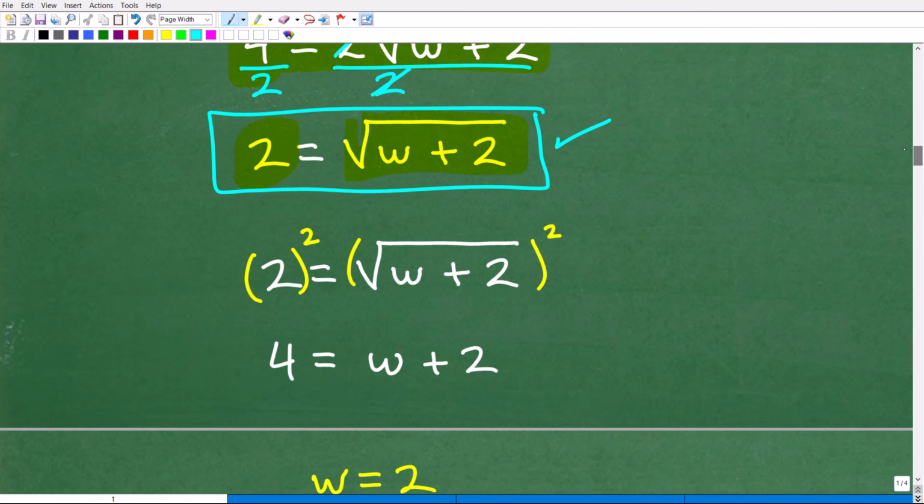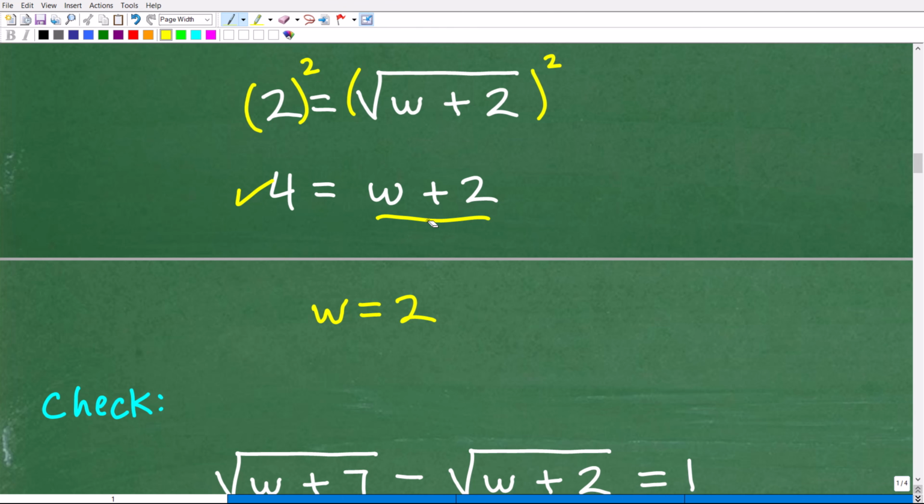All right, so let's go ahead and square both sides. So the square root of w plus 2 squared is w plus 2. And then 2 squared, remember, whatever you do to one side of the equation, you have to do to the other. So 2 squared is 4. All right, so we're down to the equation 4 is equal to w plus 2. So how do we solve for w? Super easy. All we have to do is subtract 2 from both sides of the equation, and we get w is equal to 2.